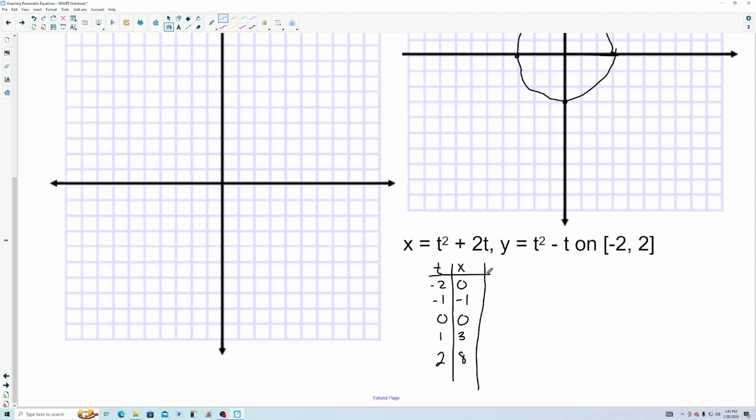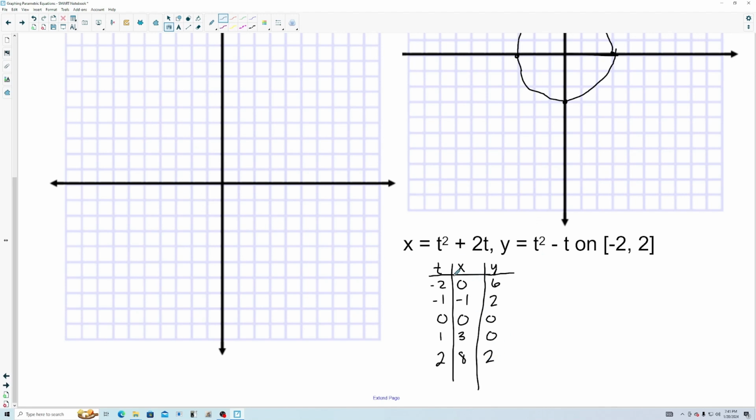So let's get the y values, and we got to remember we're plugging in the t's, not the x's. So let's plug in -2. 4, was that 4 plus 2? That's going to be 6. 1 plus 1 is 2. Plug 0 in. That's going to be 0 also. 1 minus 1 is 0. And 4 minus 2 is 2.